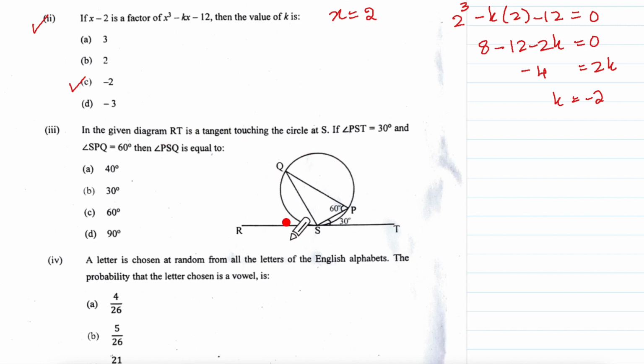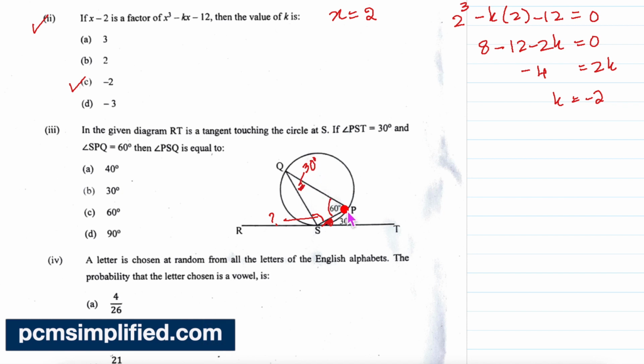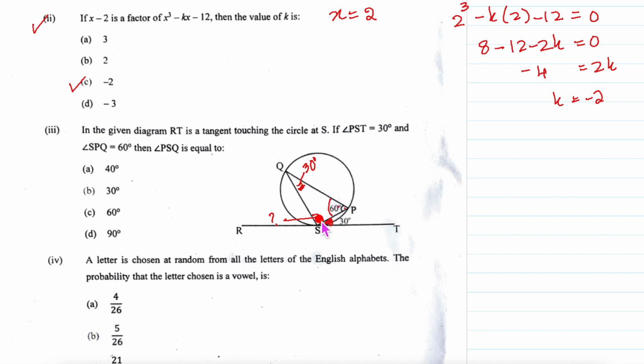This is the diagram given. RT is the tangent touching the circle at S, and PST, that is this angle over here, is 30 degrees. SPQ, that is this one, is 60 degrees. So PSQ is this one. This is to be found out. So we know that this is 30 degrees between this chord and this tangent at the same point of contact, and alternate segment will be this angle over here. This will be 30 degrees. Now 60 and 30, these two will add up to 90. So this becomes 90, and our option is D, which is 90 degrees.